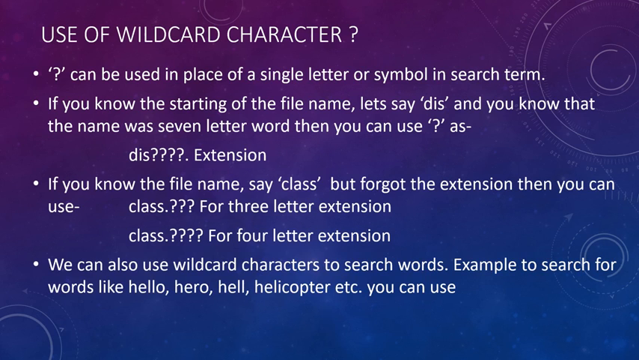We can also use wildcard characters to search for words. Example, to search for words like hello, hero, hell, helicopter, etc., you can use H asterisk E asterisk. So with the help of wildcard characters, you can search for words also. The example is given there for words like hello, hero, hell, helicopter. For such types of words, you can use H asterisk E asterisk.